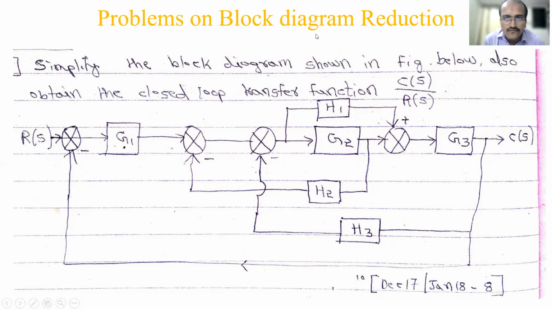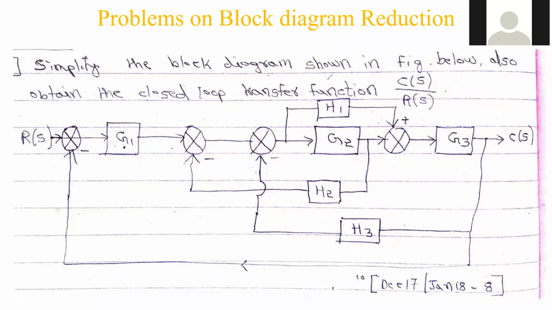So how do you solve that? Again, the same steps will be followed. What is the first step? You have to look for any blocks in series. Do you see any blocks in series here? No, no chance, right? Nowhere do you have a single block or two blocks in series. Then the parallel case, is there any parallel? Yes, sir, there is a parallel case.